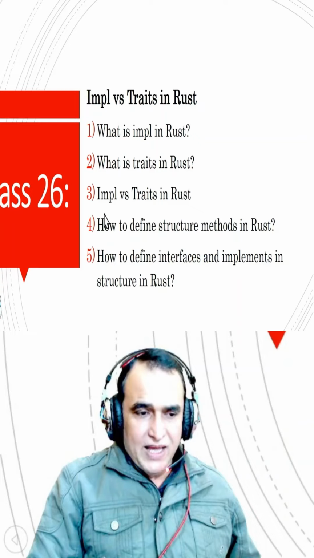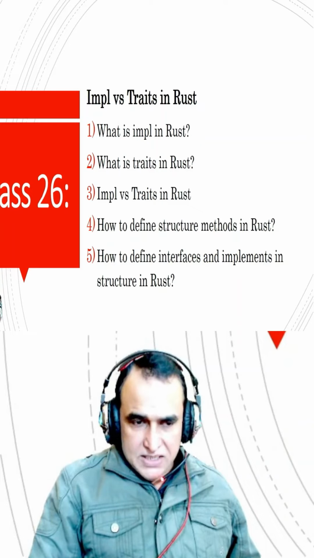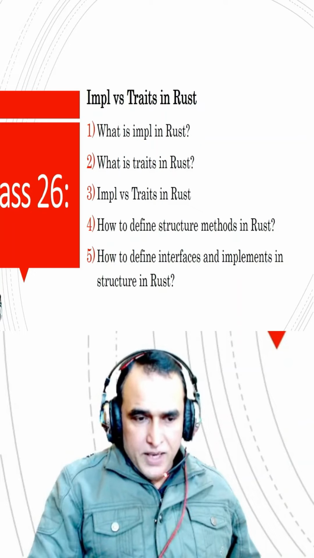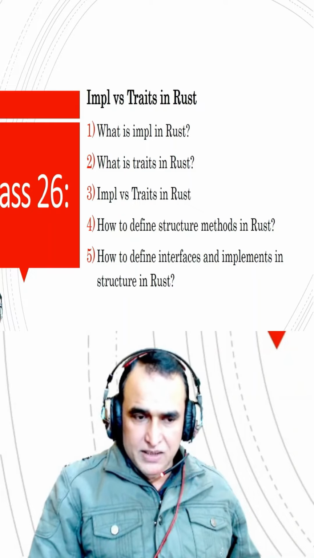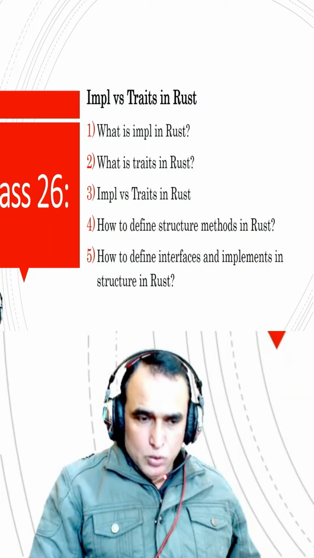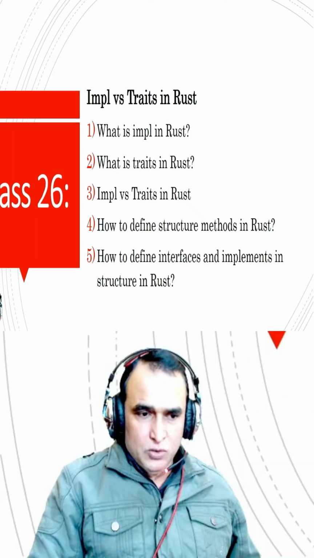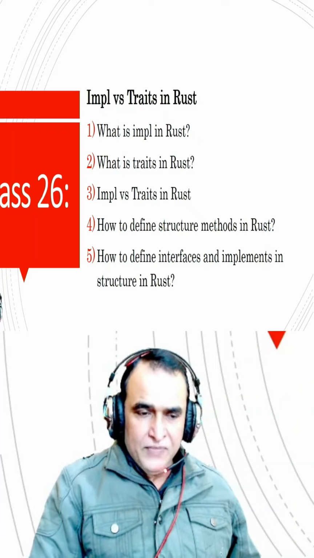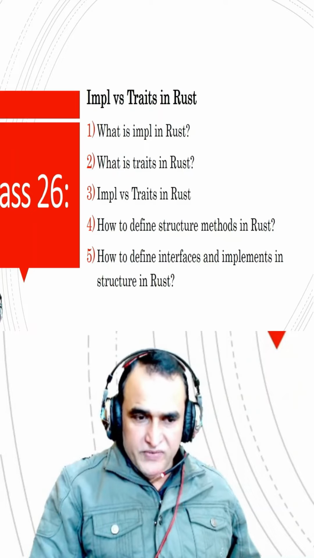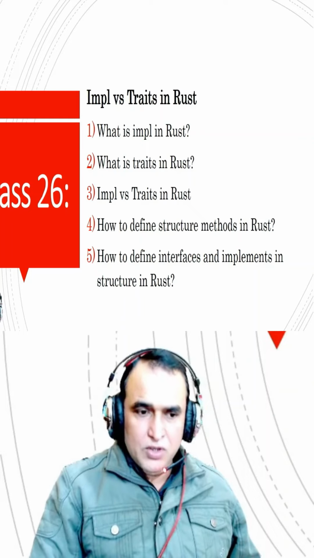So remember, what is the difference between impl and traits? The difference is that in impl we define methods for one simple structure, but by using traits, firstly we define a template in which we have methods, and those methods we can attach to any structure. Remember that. So impl is used to define methods for a single structure, and traits are used to define methods for all kinds of structures which you are going to use.